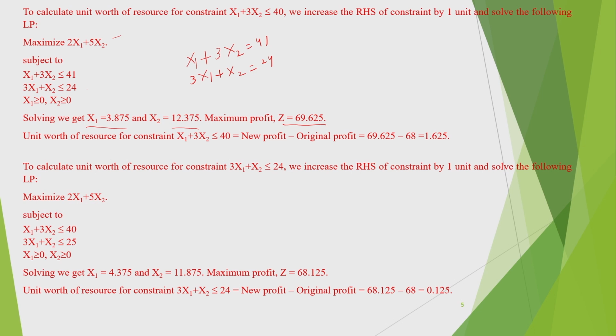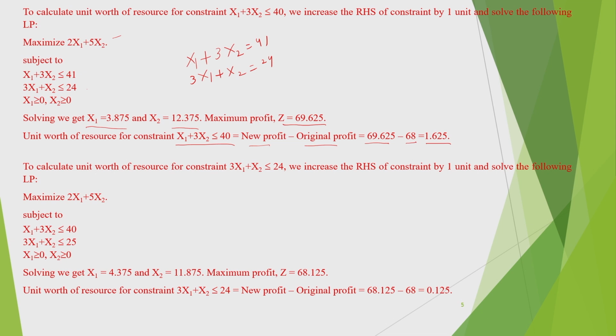So, the unit worth of resource for this constraint is what? It is the new profit minus the original profit. So, new profit is 69.625, original was 68. So, 1.625. That means, if I increase this value by 1 unit, the constraint becomes 41 from 40, then I get a gain of 1.625 rupees. So, therefore, the unit worth of resource of that constraint is 1.625.